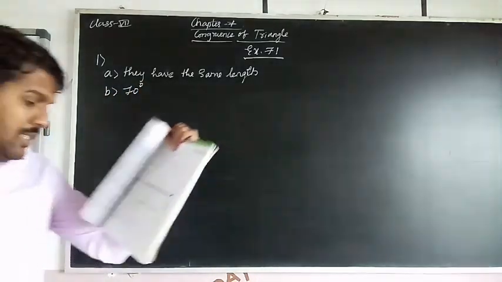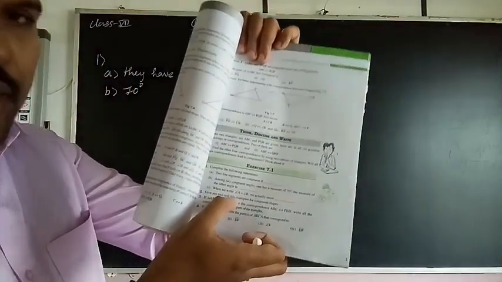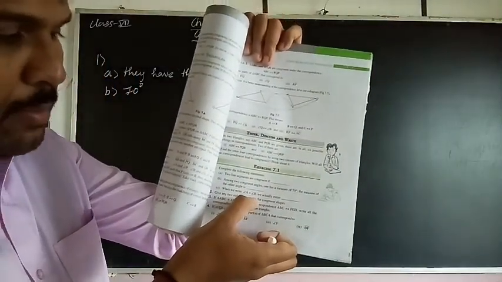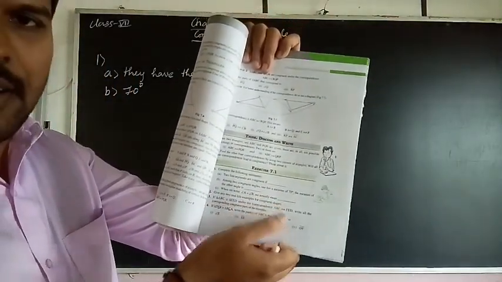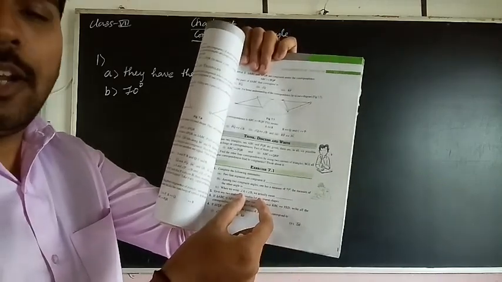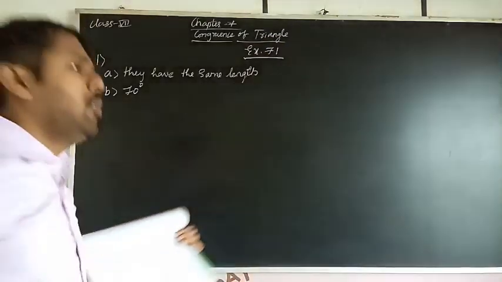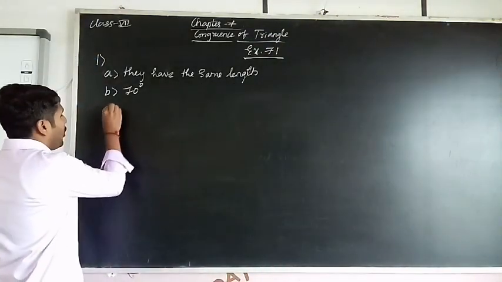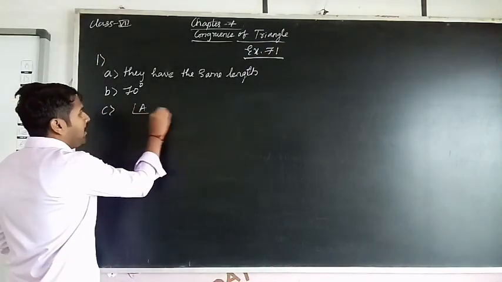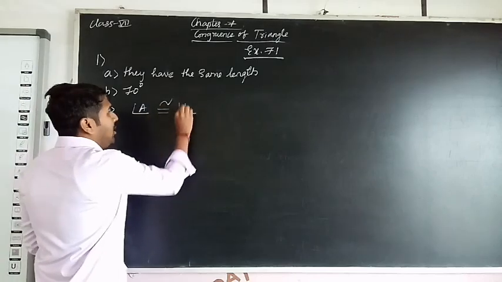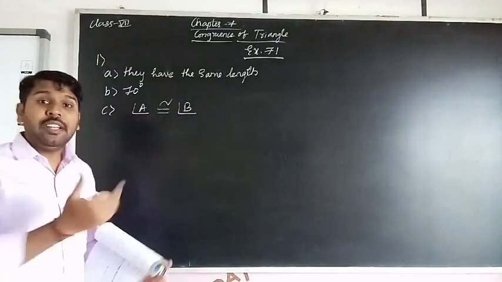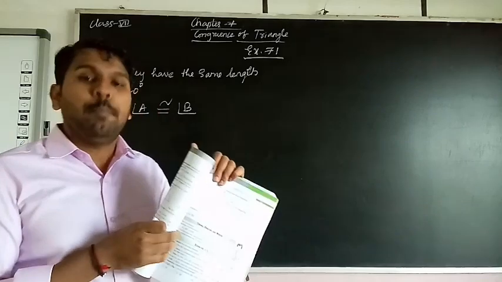Next, the third one. When we write angle A equals angle B, we actually mean, if two angles are equal, that means the two angles are congruent to each other. That is the answer: the two angles are congruent to each other if they have the same measure.